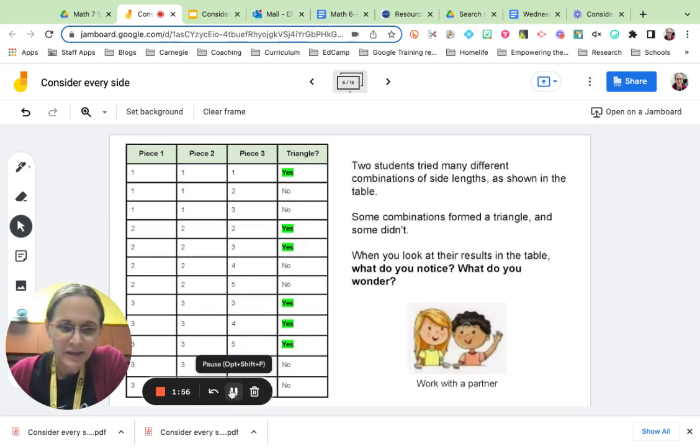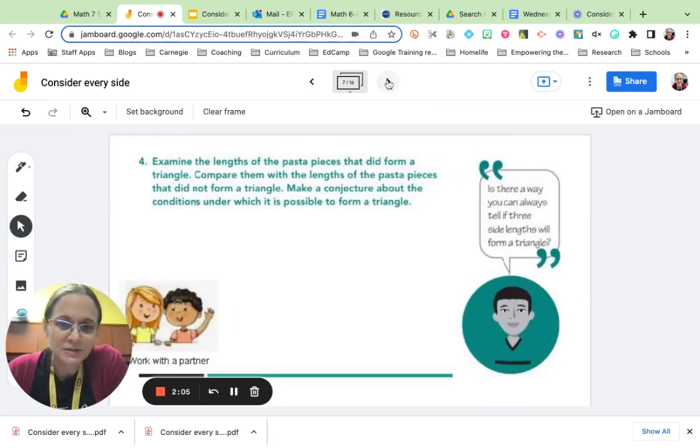Okay, you've hit play, which means you talked with your partner for 2 minutes and you made some observations. Perhaps you asked some questions. Now it's time to make a conjecture. So we didn't use pasta pieces here. We just used a table that had already been done for us, but we can still make a conjecture.